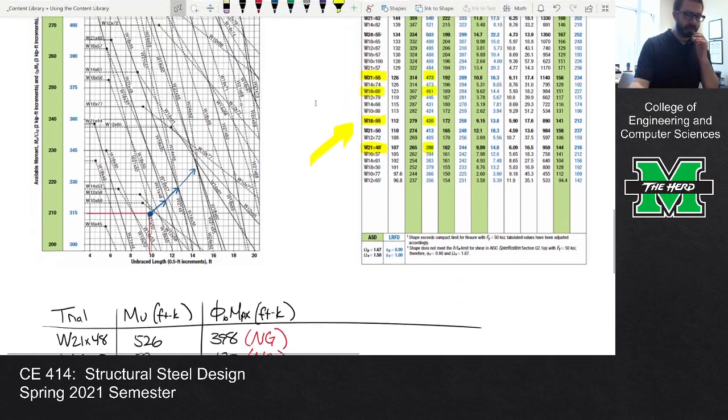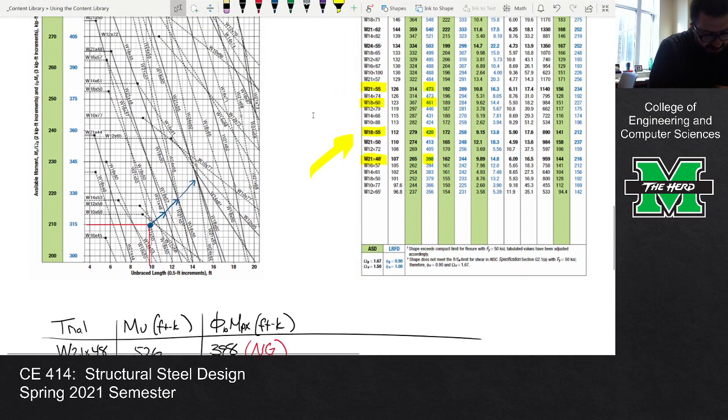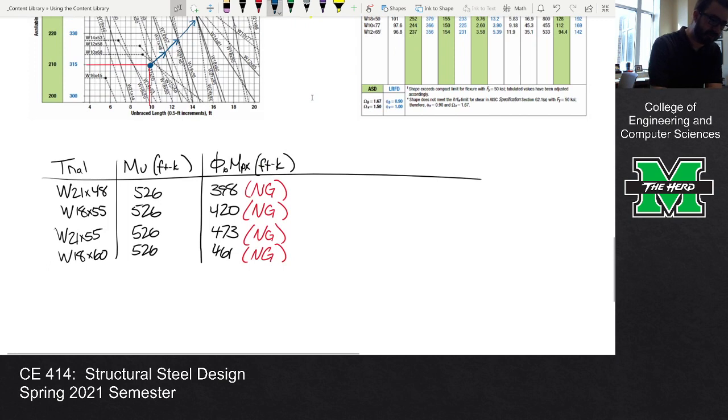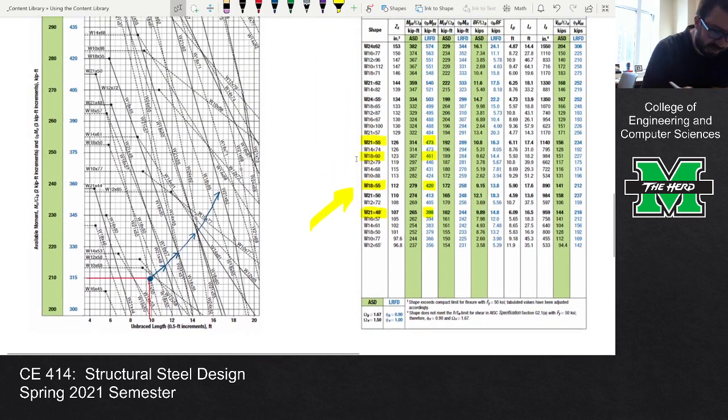Okay, let's keep on going. Again, it's possible that you keep on going here. Now, we could try the W14 by 61, but what about this one up here? Let's see, we keep on going. The W21 by 62. What about that? So let's try the W21 by 62. Now the W21 by 62 is right there, and look at its phi Mp. Its phi Mp is right there, and it's 540.